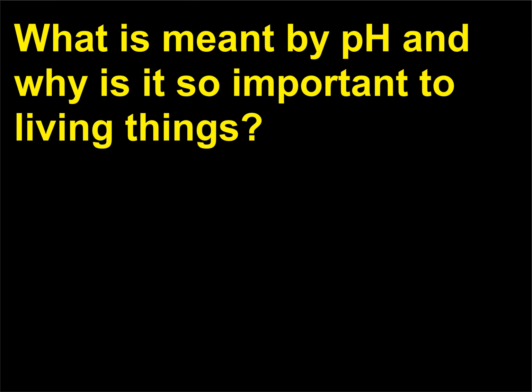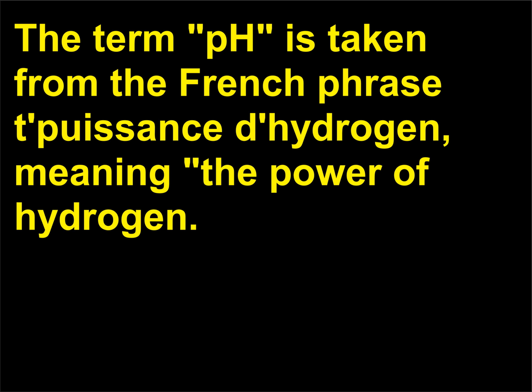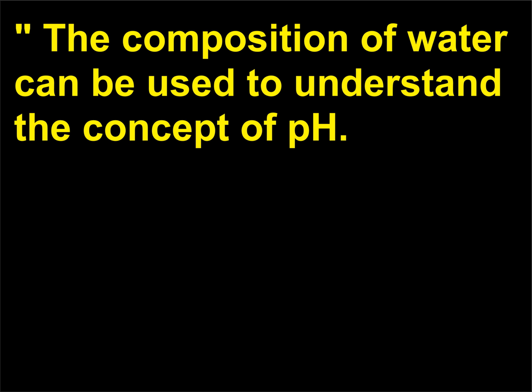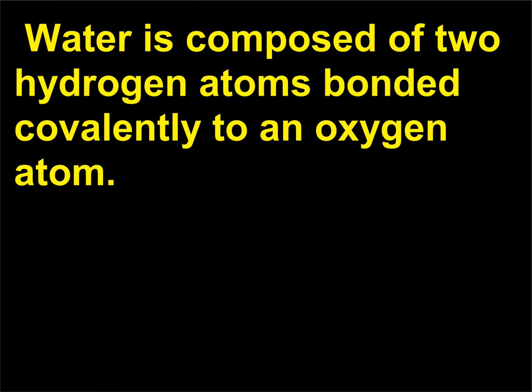What is meant by pH and why is it so important to living things? The term pH is taken from the French phrase "puissance d'hydrogène," meaning the power of hydrogen. The composition of water can be used to understand the concept of pH. Water is composed of 2 hydrogen atoms bonded covalently to an oxygen atom.